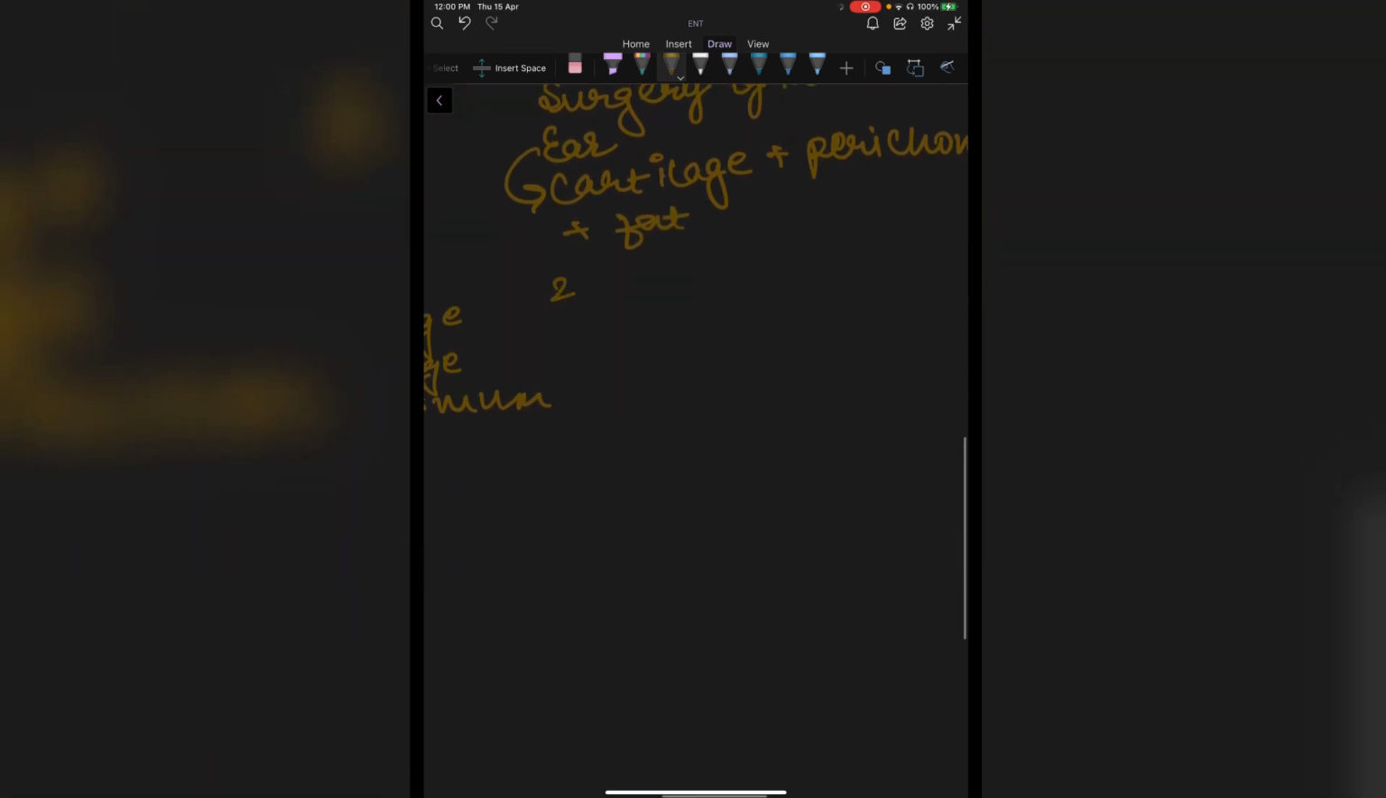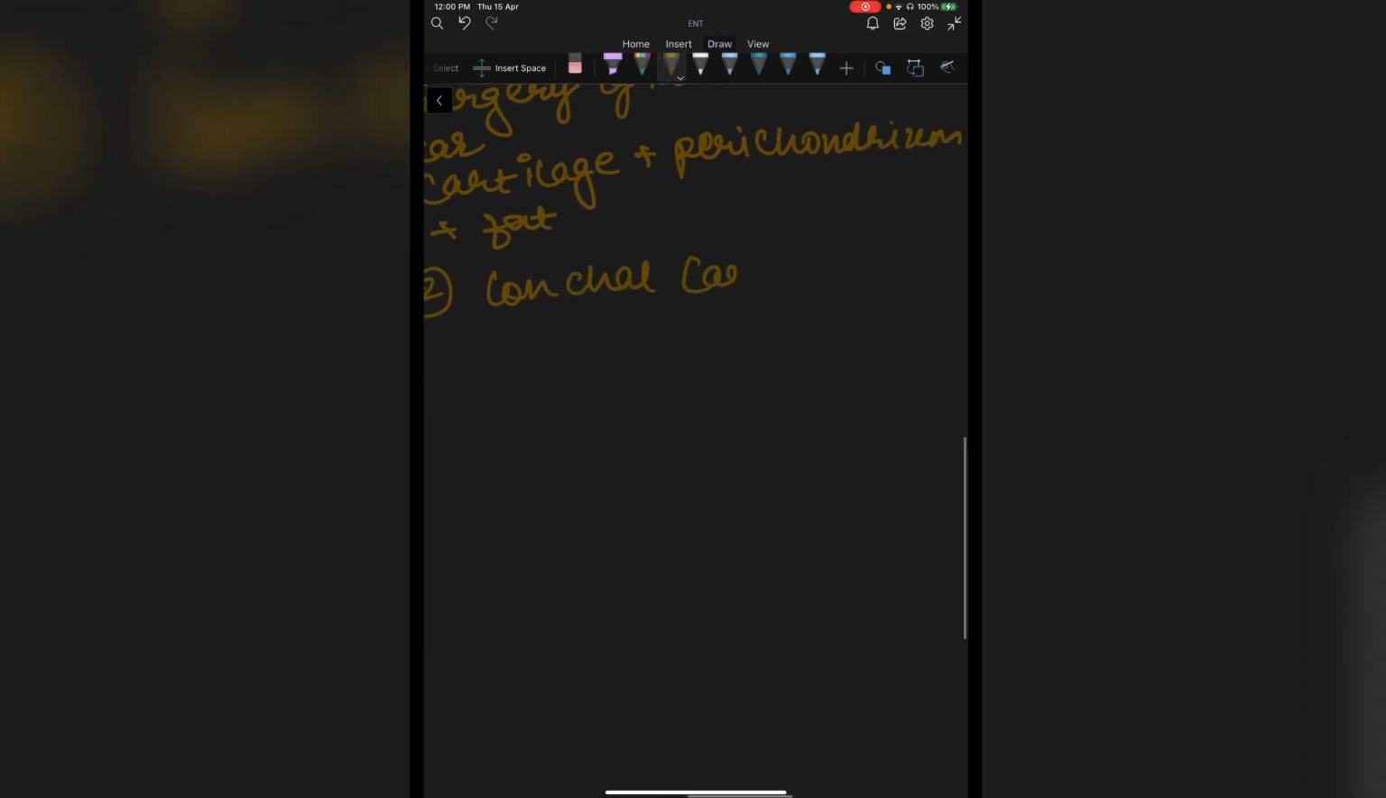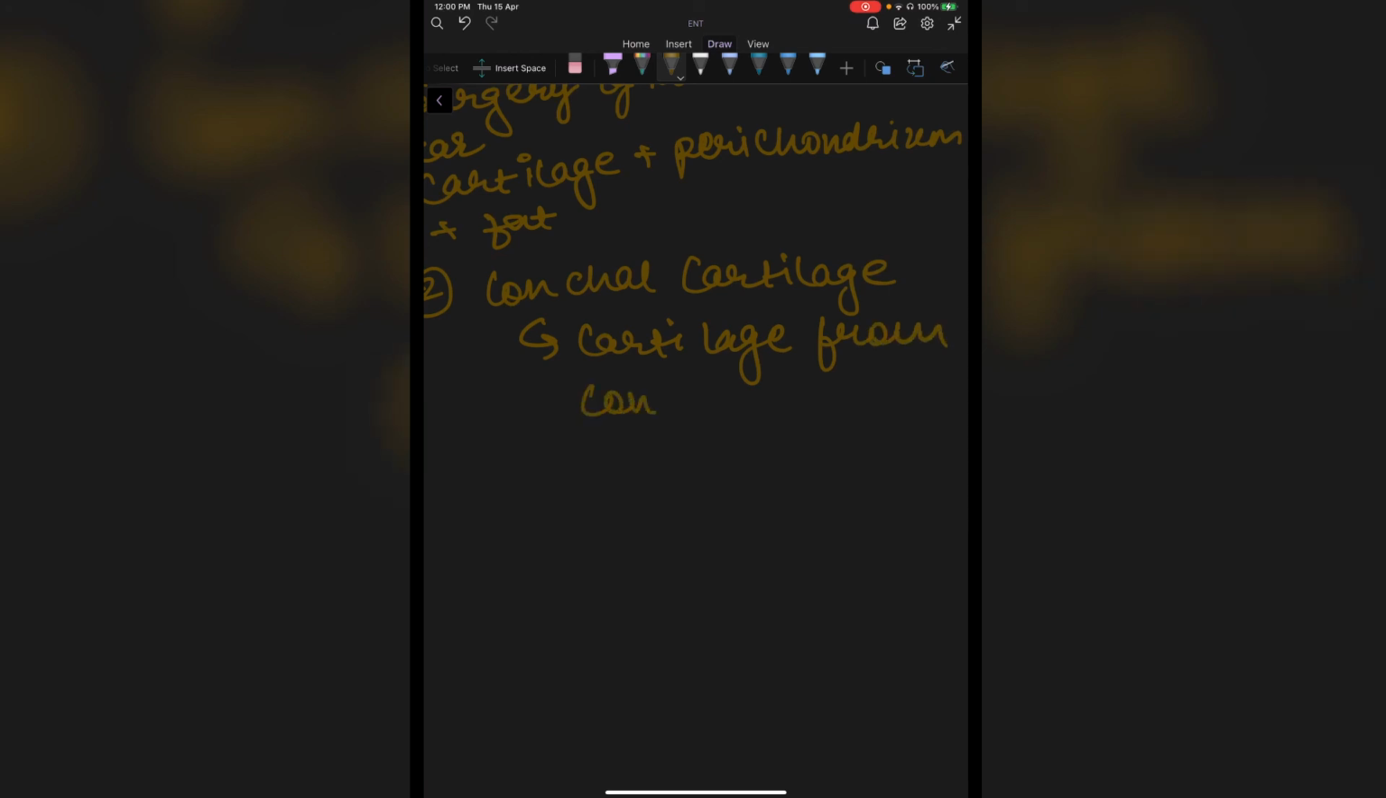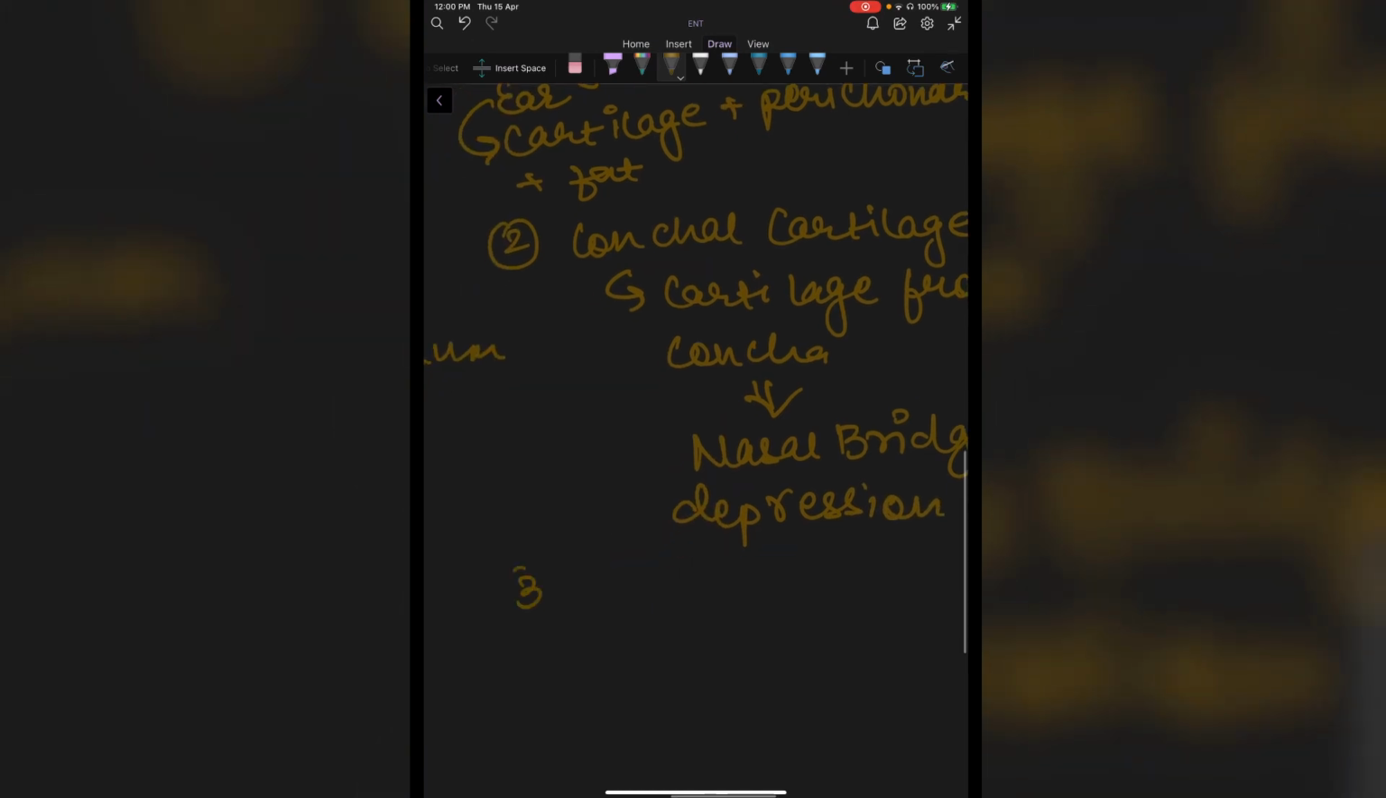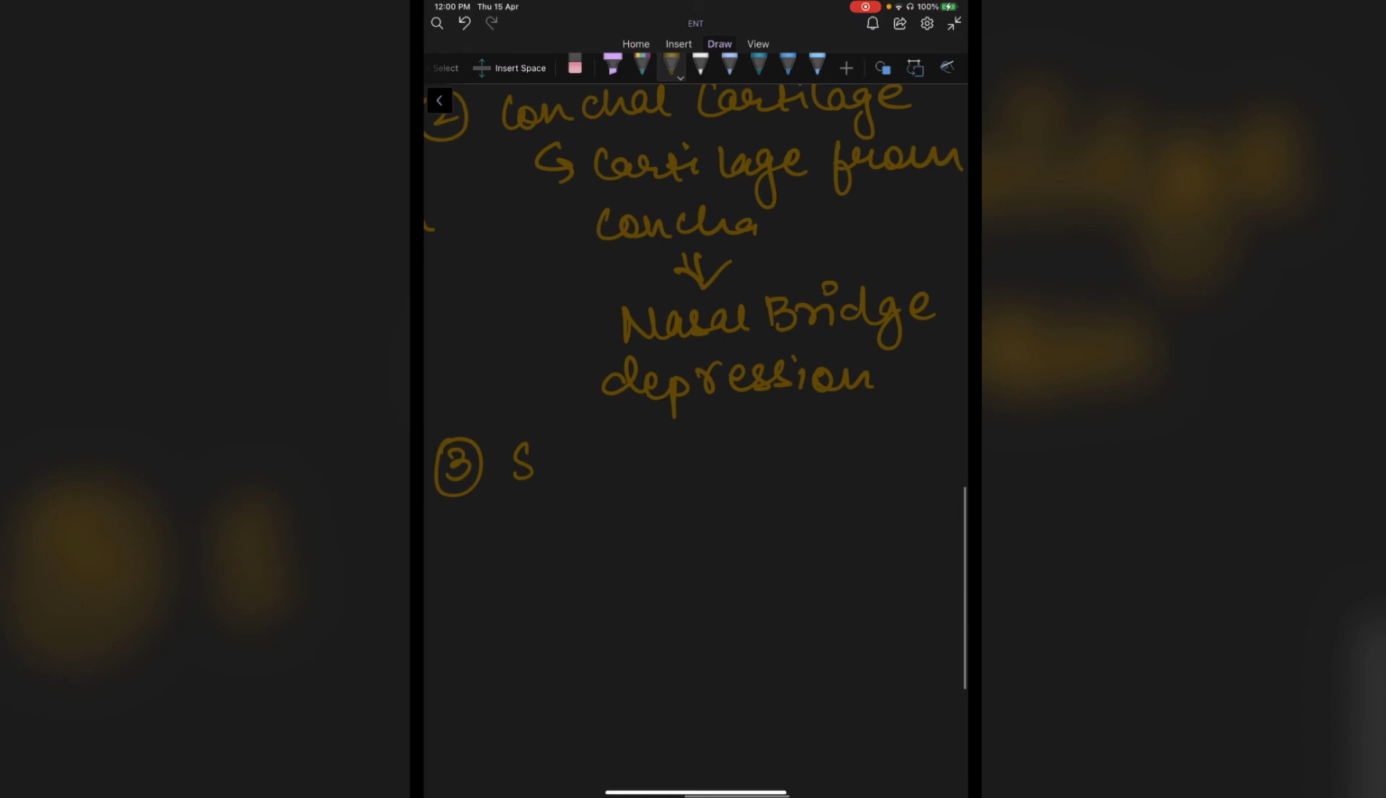Now, conchal cartilage, right? Conchal cartilage means cartilage from the concha. This can be used in your nasal bridge depression. So reconstructive surgeries for nasal bridge depression will use your conchal cartilage. Now the third one is basically your skin and cartilage grafts.